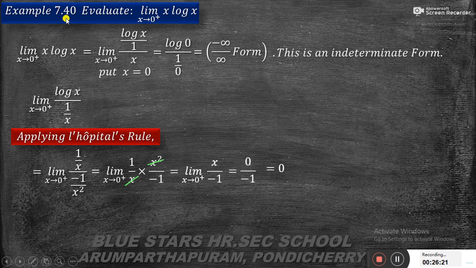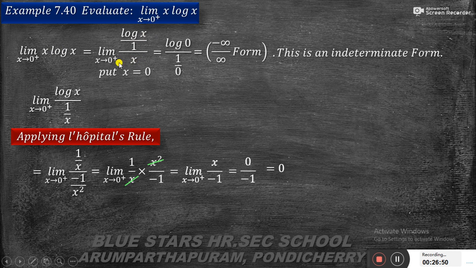So next, example 7.40: evaluate limit x tends to 0 plus, x log x. So now we find the value for this. Evaluate means we find the value. Limit x tends to 0 plus, x log x. So now I write the given limit: limit x tends to 0 plus, x log x, equal to limit x tends to 0 plus. Now I write this function as log x by 1 by x, numerator by denominator.